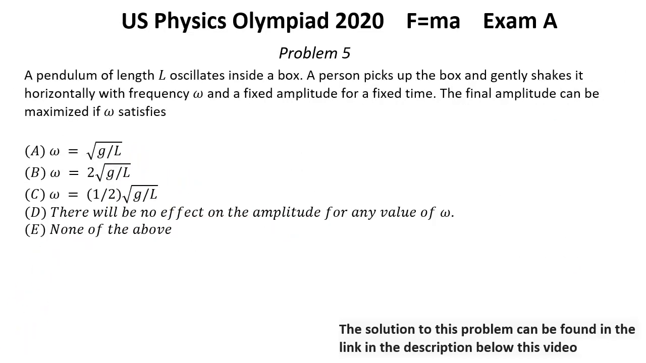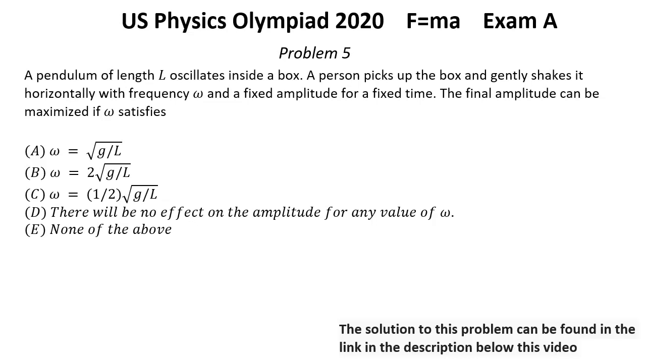Problem number 5. A pendulum of length L oscillates inside a box. A person picks up the box and gently shakes it horizontally with a frequency omega and a fixed amplitude for a fixed time. The final amplitude can be maximized if omega satisfies the following. Solution for problem number 5.